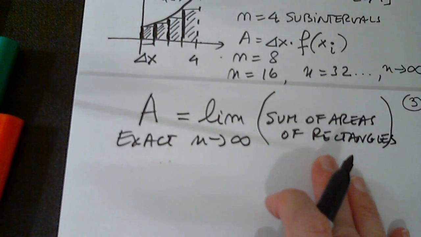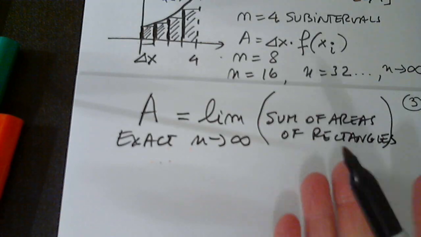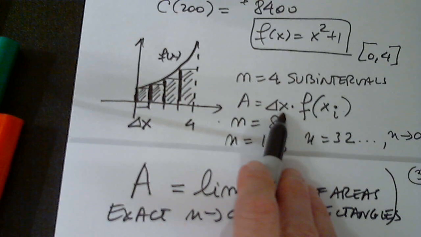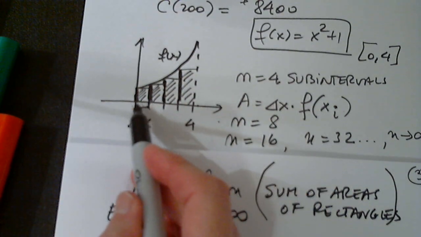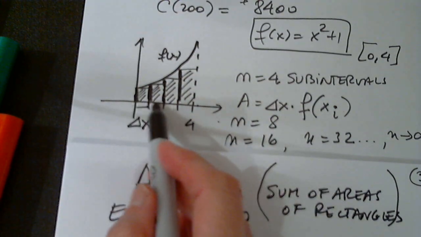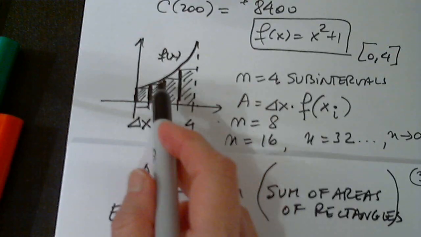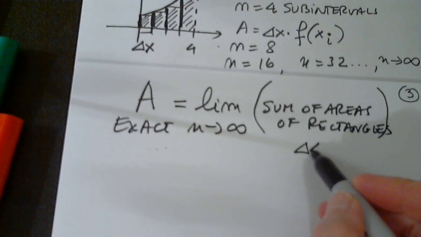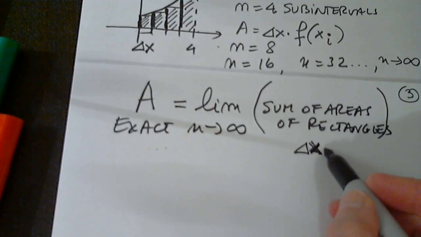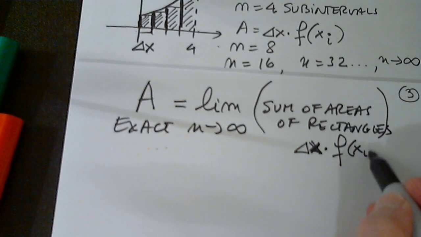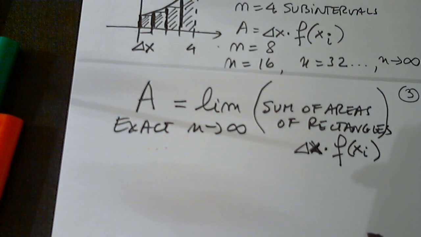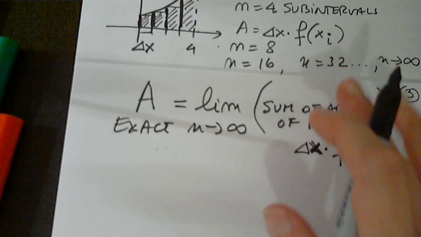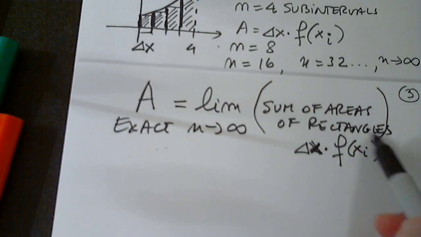Of course, we don't write it like this. But what is the sum of the areas? Delta x times the height plus delta x times the height plus delta x times the height. So the areas of rectangles will be delta x times f of xi. You're not going to be tested on this notation. I just want you to understand what it means.